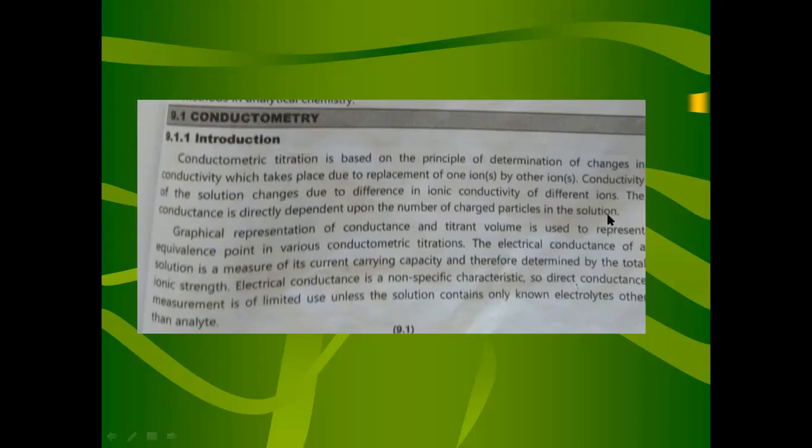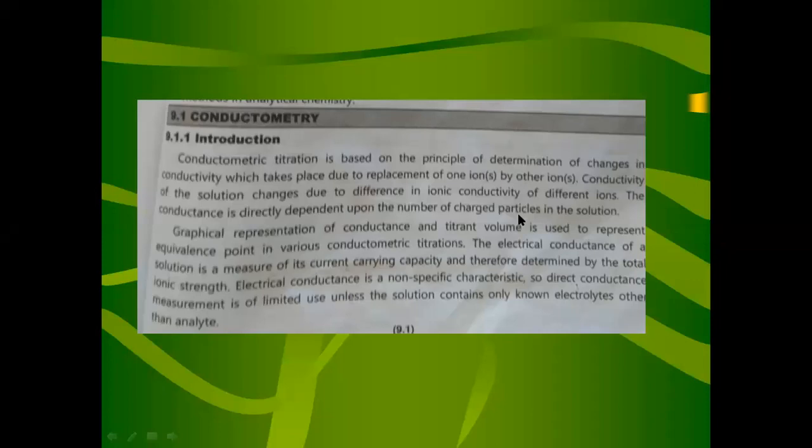The solution through which we are going to flow current, the conductance, or how much amount of current will flow, is directly proportional to, or directly depends upon, how many charged particles are there in the solution. The more the charged particles, the more the current will be. If the charged particles are less, then the current will be less.